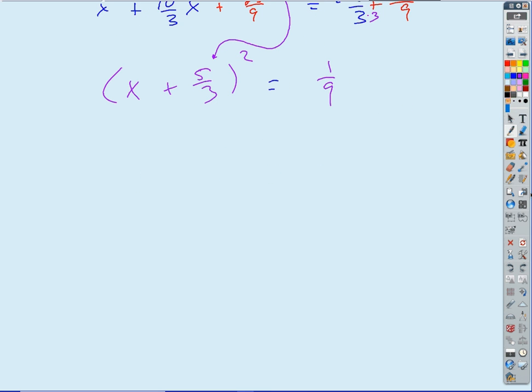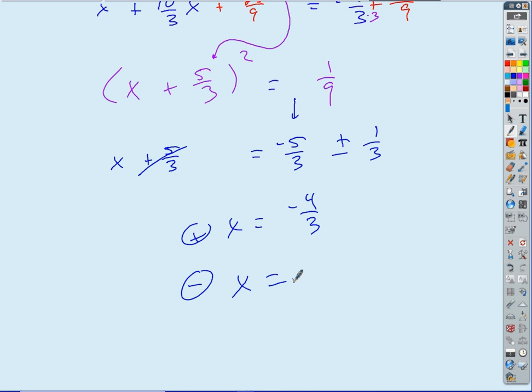Okay, square root both sides, right? And then what? X plus 5/3 equals what? Plus or minus 1/3. Last step? Subtract 5/3, and I'm just going to put that right there. So I get -5/3 plus or minus 1/3. So if I take the plus, what do I get? What's -5/3 plus 1/3? Okay. If I take the minus, -5/3 minus 1/3, -6/3, which is -2. Those would be my two solutions.